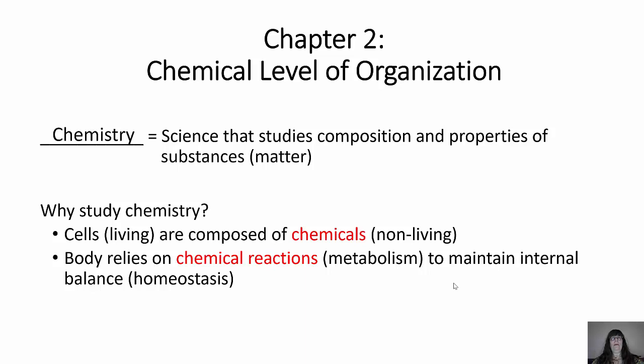Our body also relies on chemical reactions, which remember is our metabolism. Metabolism is just the sum of all of the chemical reactions in our body. Now those chemical reactions help maintain homeostasis, which remember homeostasis is just that happy, steady state. So in a nutshell, we have to study chemistry so that we can understand the chemicals that make up our cells, that make up our body. And we also have to be able to understand the chemical reactions that keep occurring in our body that help maintain homeostasis and help keep us healthy and happy.